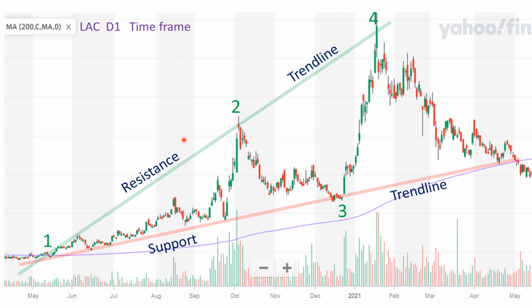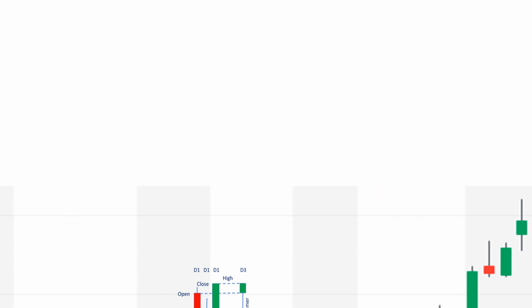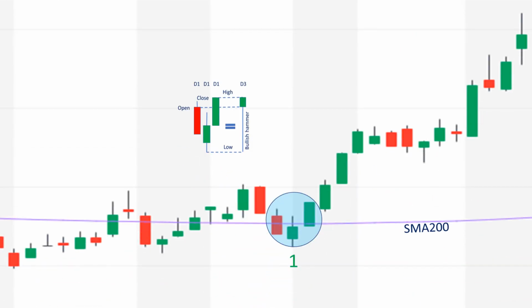So in order to show how you enter the market precisely, I am going to magnify station number 1 to show you exactly and clearly how you can enter the market. So let's magnify station number 1. Now this is the same station number 1, which I magnified.